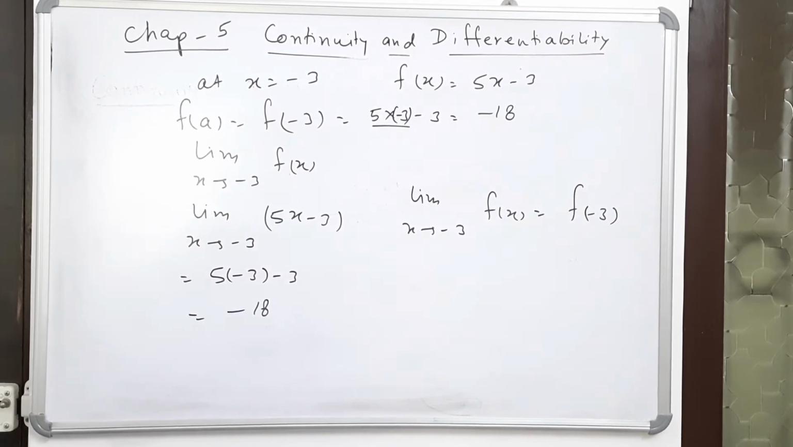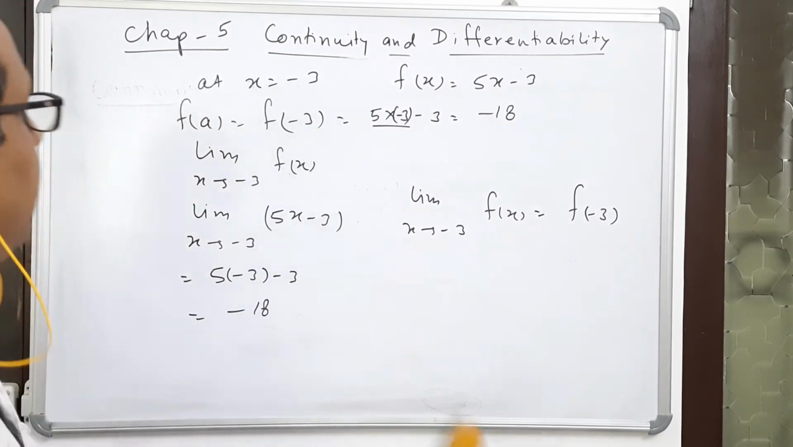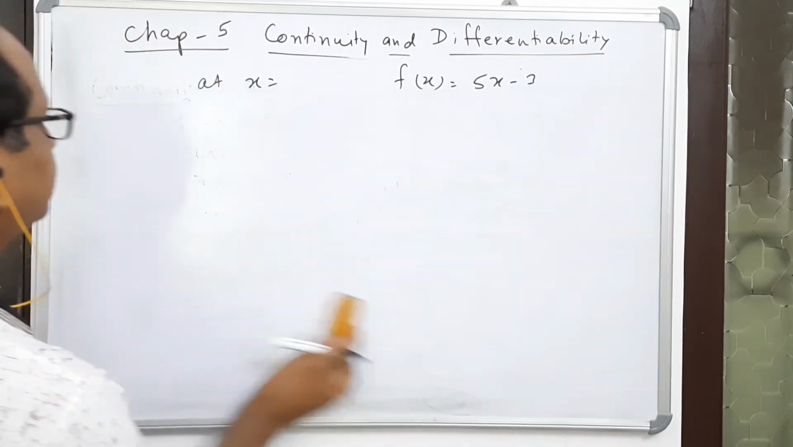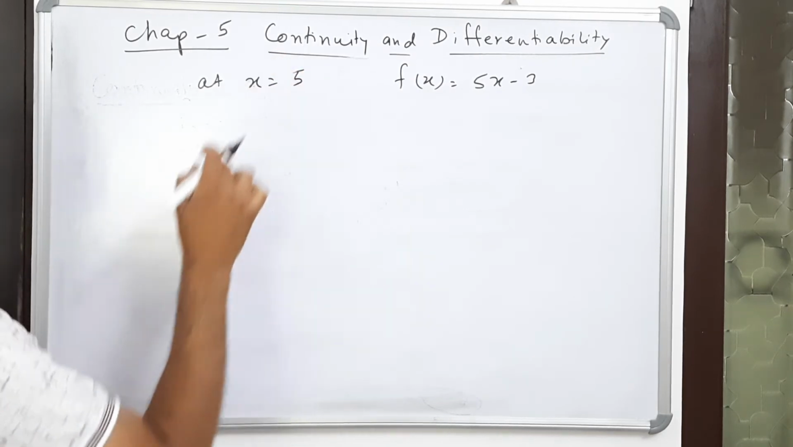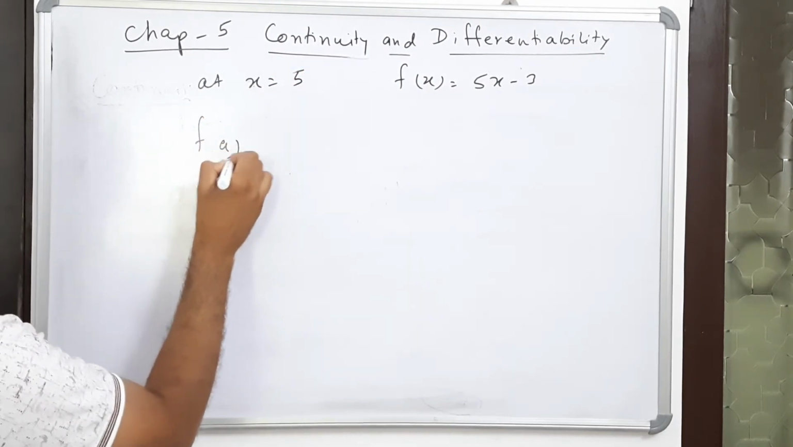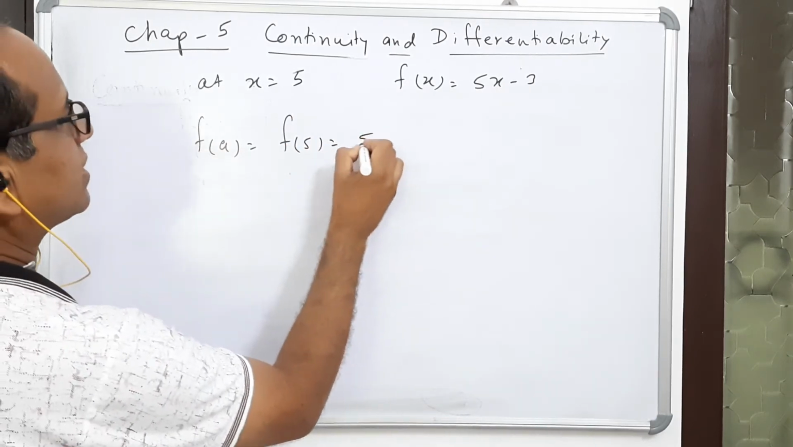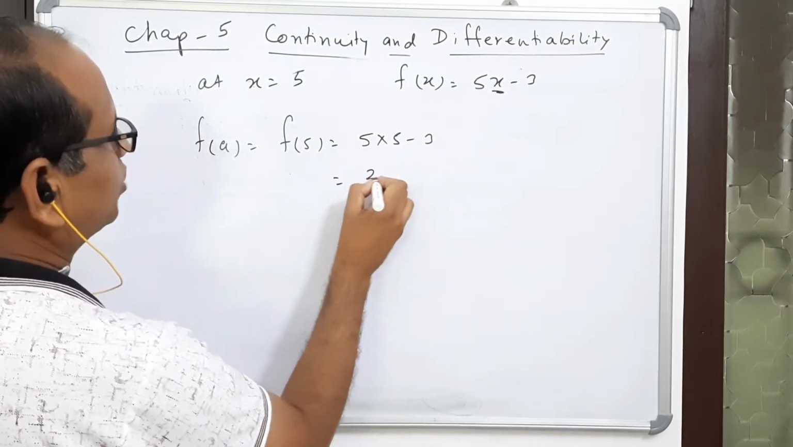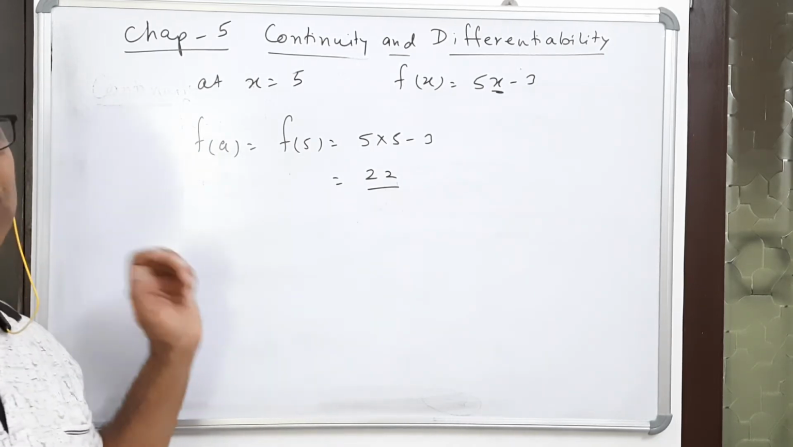Now the next thing is at x equals 5. Now I think it will be more clear if I take the third example. Please see this one. Now I am taking x equals 5. So the first part is f(a). The value of f(a) is f(5). So the answer is 5 into 5 minus 3. We put 5 here. So this answer is 22. So the value of f(5) is 22.